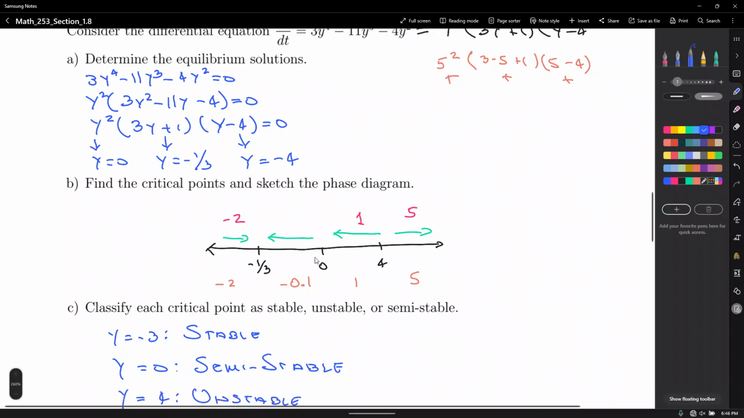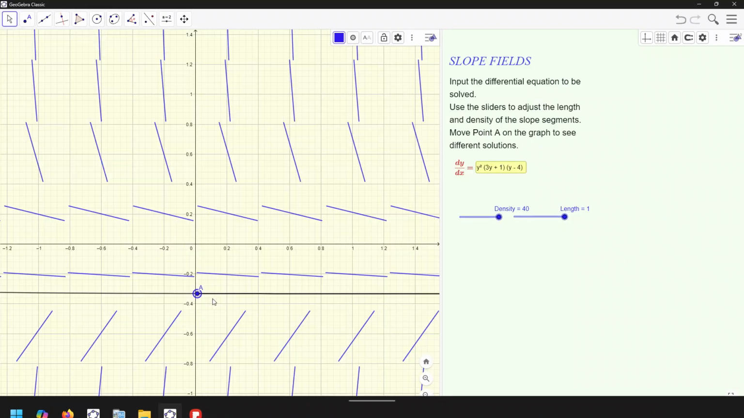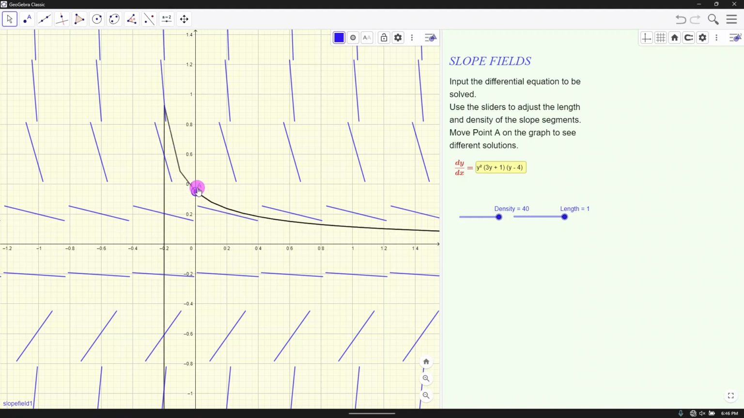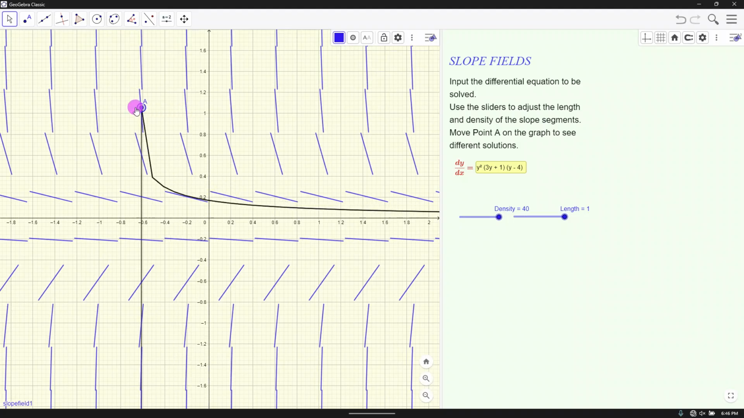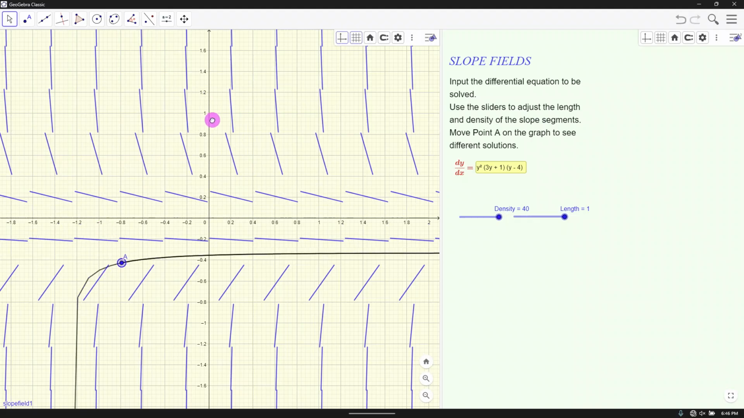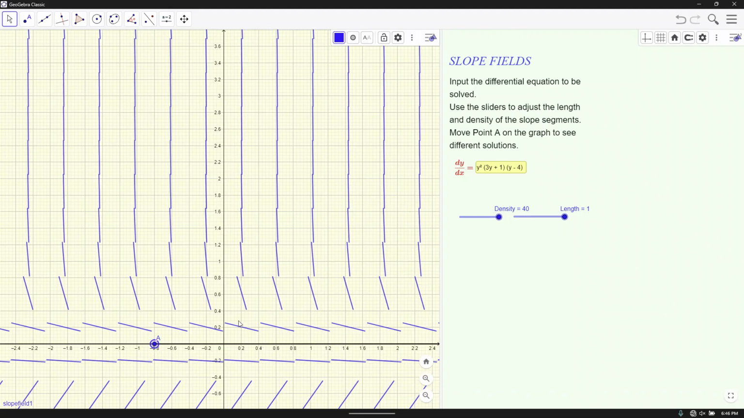So what about around 0? Let's go to 0. We should have negative slopes below 0 and also negative slopes above 0. Let's see. At around y equals 1, well, that's another hard one to get. Oh wait, no, I said y equals 0, not y equals 1. At y equals 0, see how we have negative slopes, also negative slopes, so we have a semi-stable critical point.